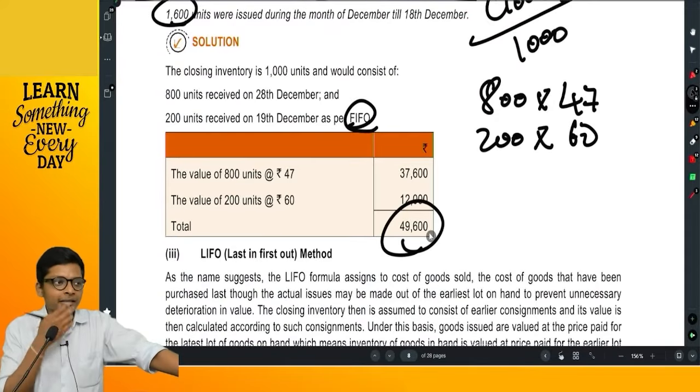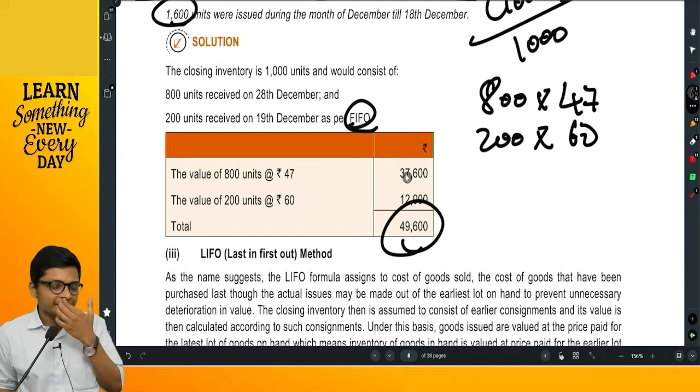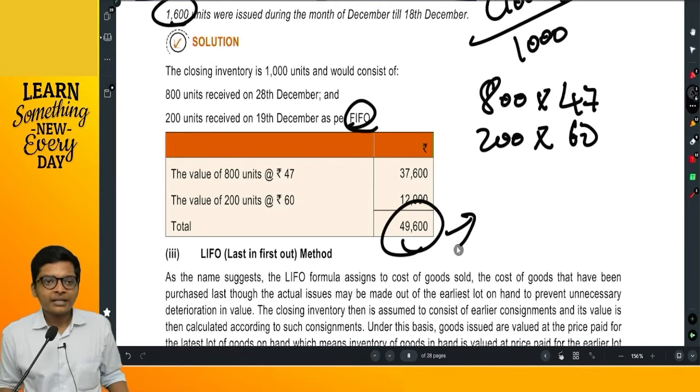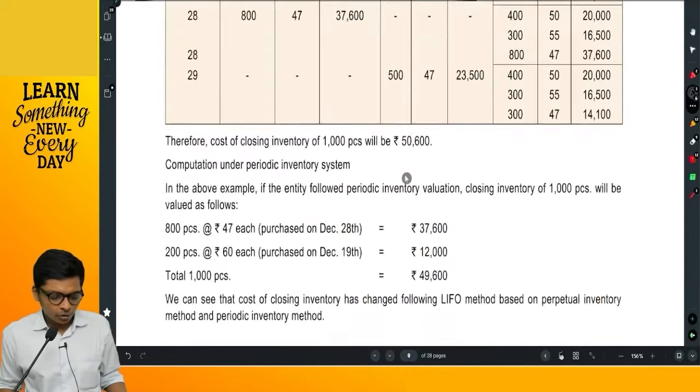Are you following? Guys, easy or difficult? I told you I'm going to take an easy concept today because we have half the students missing. So this is my value of inventory. Next, we go to illustration 4.